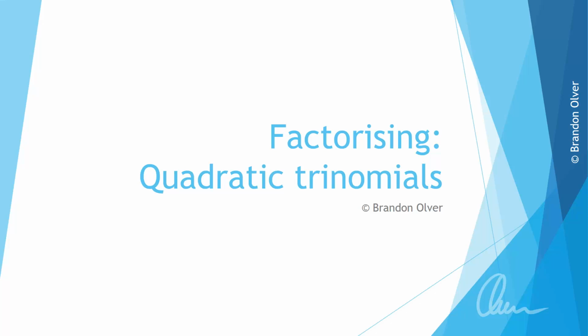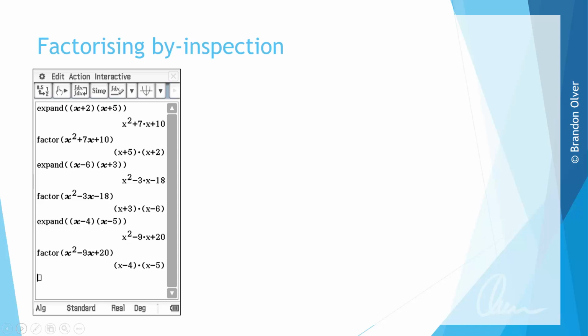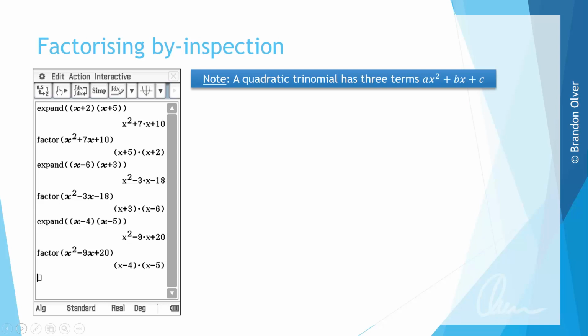In this video we're going to look at factorising quadratic trinomials. When we factorise quadratic trinomials, we call it factorisation by inspection. And just as a note, a quadratic trinomial has three terms: an x squared term, an x term and a constant term. As a general form we can express that as a number a times x squared plus a number b times x plus a number c.